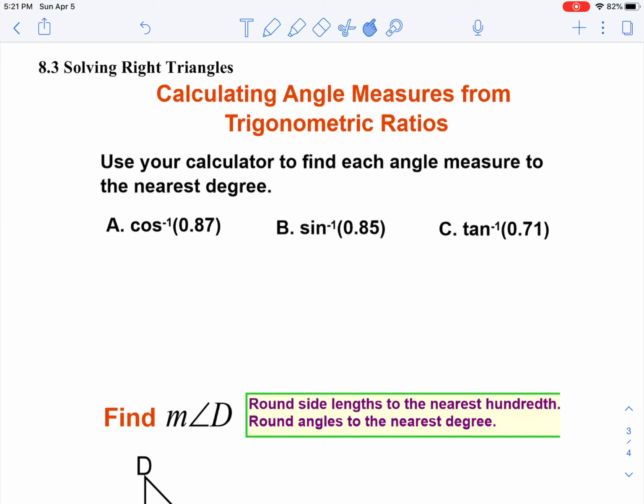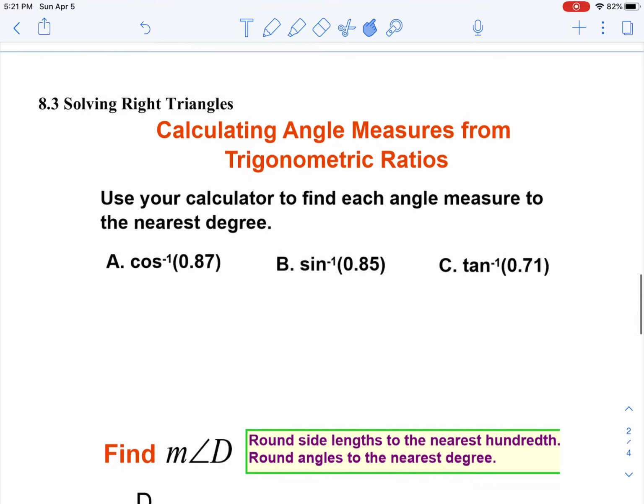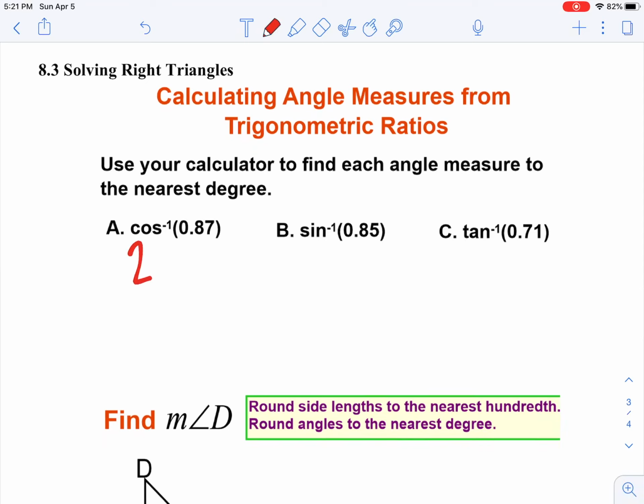So remember, we're going to use the second key in your calculator and then the trig function that you are looking for. So for part A, we would hit cosine and then type in that decimal that we are given, 0.87, parenthesis, equals. And since we are finding this to the nearest degree, in your calculator you should get 29.5 and so on. So if it's the nearest degree, this would round up to 30 degrees.